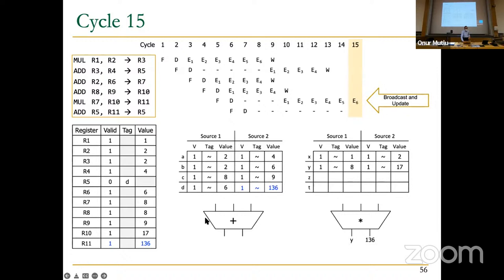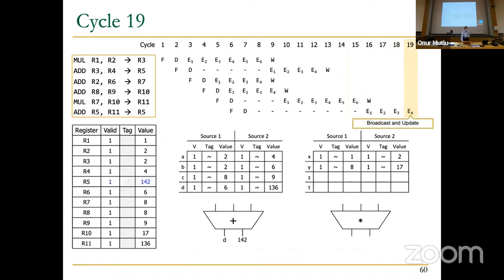At this point, as you can see, all instructions are either executing or done. And the last instruction that's executing is this add. So cycle 16, 17, 18, 19, it executes. At the end, it broadcasts and updates tag D. So register 5 happens to get updated to 142. And nothing else gets updated over here because there's no other instruction that's waiting. This was the last instruction that we decoded. And in cycle 20, all of the instructions are done.